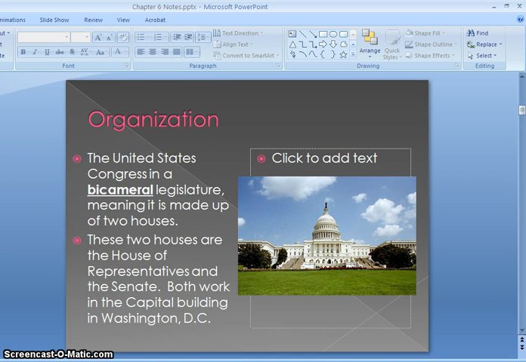Both work together and separately. Both are needed to pass laws through. There are many steps, and it takes quite a while. So, just to reiterate, bicameral means two. In the Articles of Confederation, before we had the Constitution, we had a unicameral, so only one house.